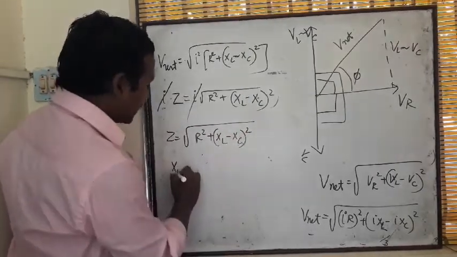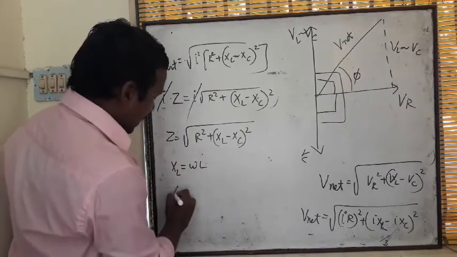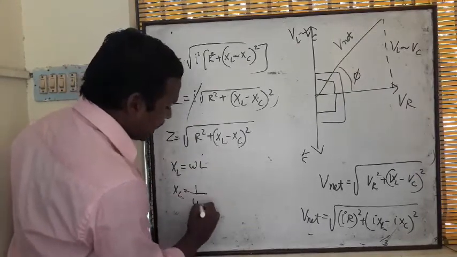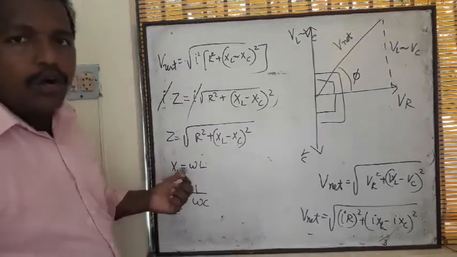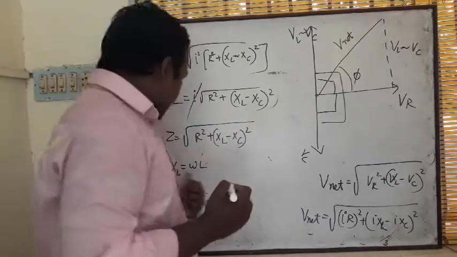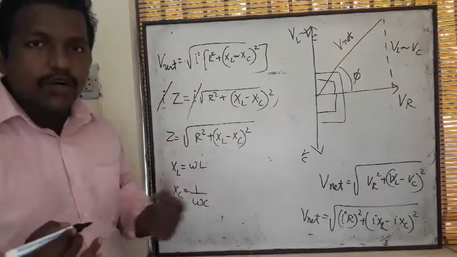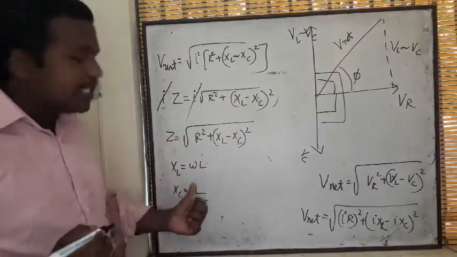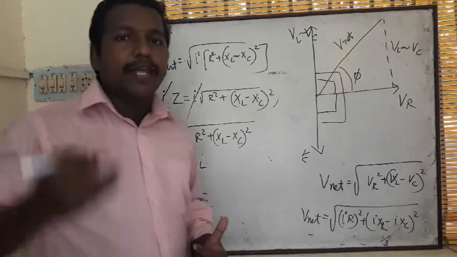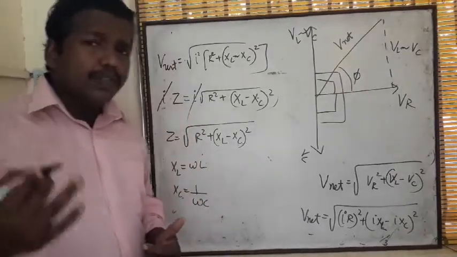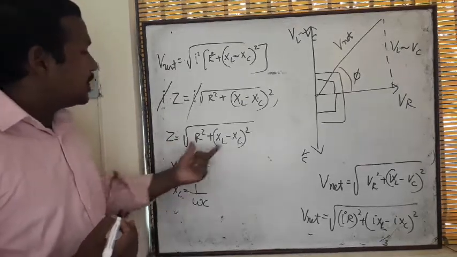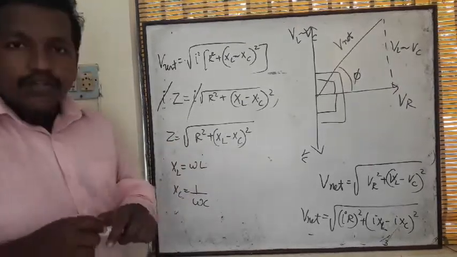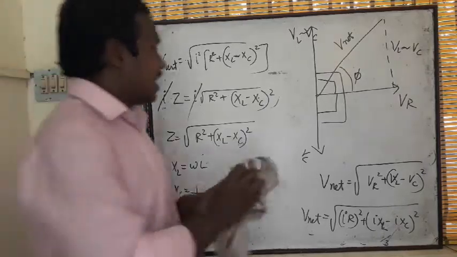As we know, XL is equal to omega L and XC is equal to 1 by omega C. If you want to know how XL became omega L and XC became 1 by omega C, you can refer to my other videos on pure resistance and pure inductance. So Z is equal to that much, I got. Now we will go for the resonance condition and the impedance triangle.